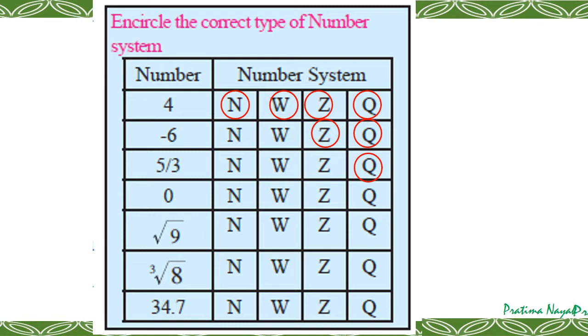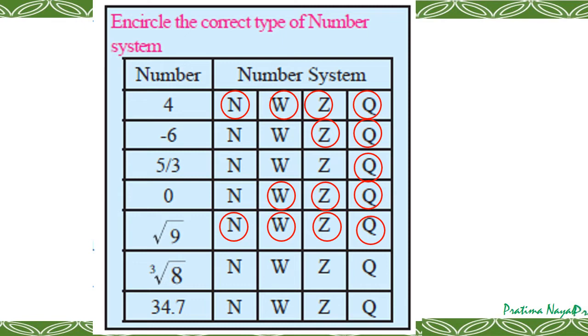Next, coming to 0. Can you guess? Can you say? So 0 is a whole number, 0 is not a natural number, 0 is an integer, 0 is a rational number. Next, coming to √9. √9 is 3. So 3 will be a natural number, whole number, integer, and rational number.